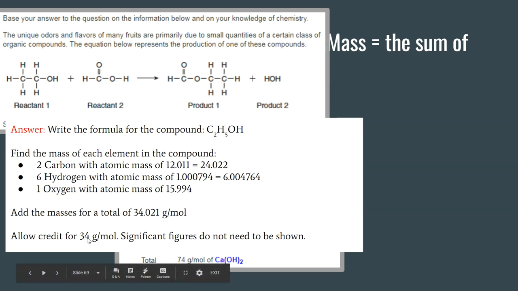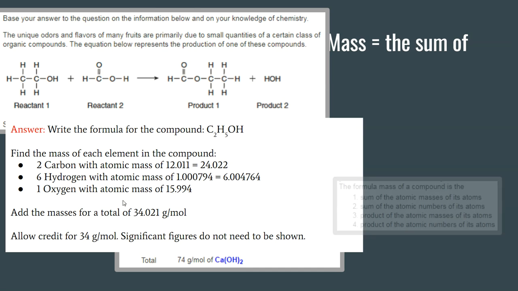For the chemistry Regents, we technically allow credit for 34 grams per mole because significant figures do not need to be shown unless specifically asked for in the problem. So you could just simply write 34 grams per mole because each one of these values would round to 12, this would round to 1, and oxygen would round to 16. So when you add up all the values, you get 34 grams per mole, and that would be sufficient for the gram formula mass of reactant 1.